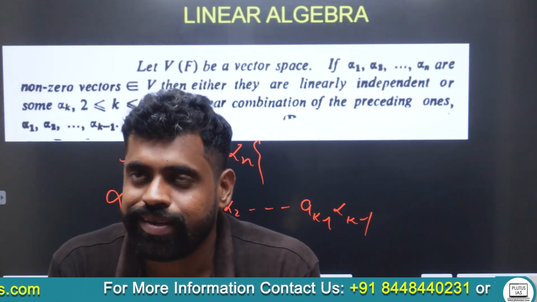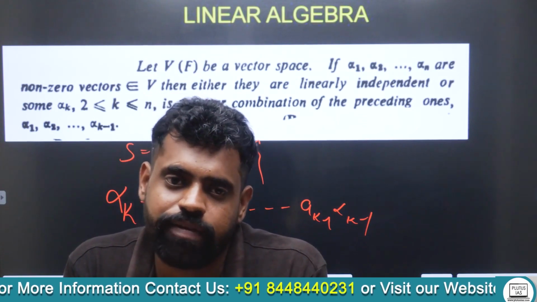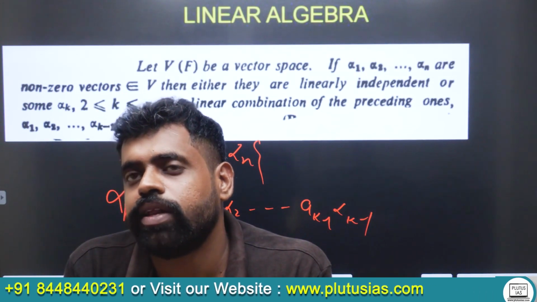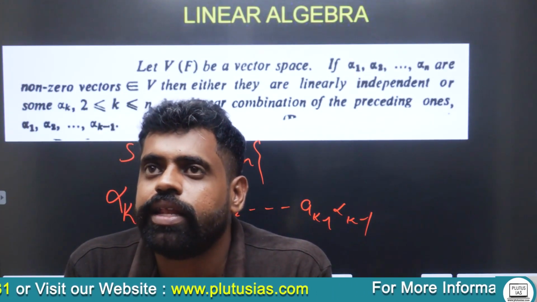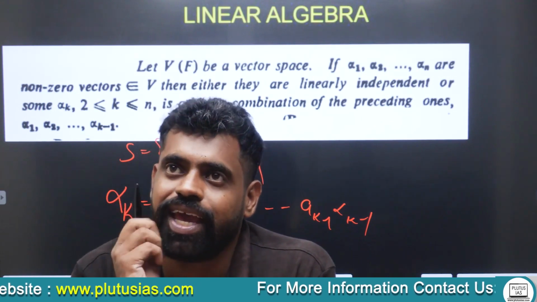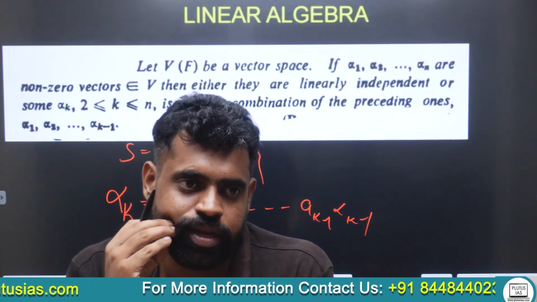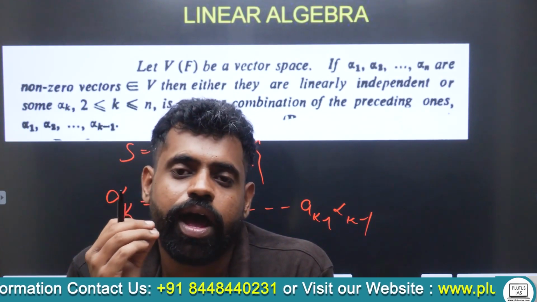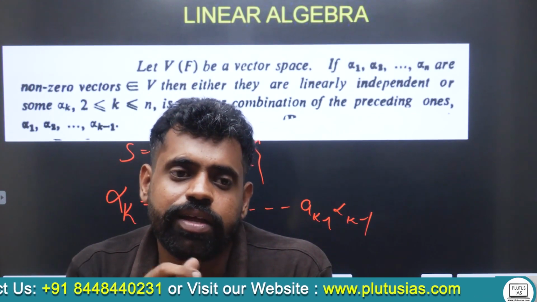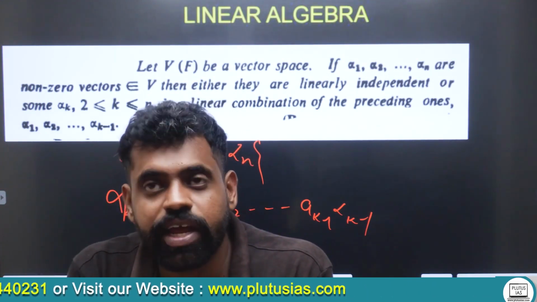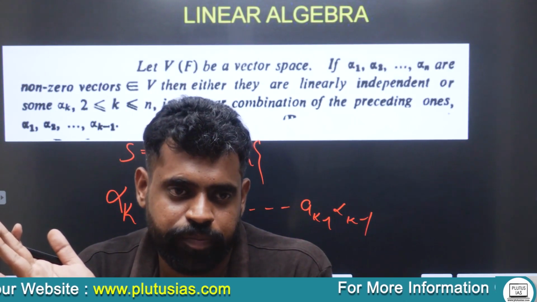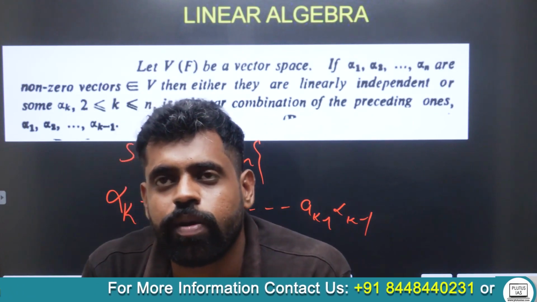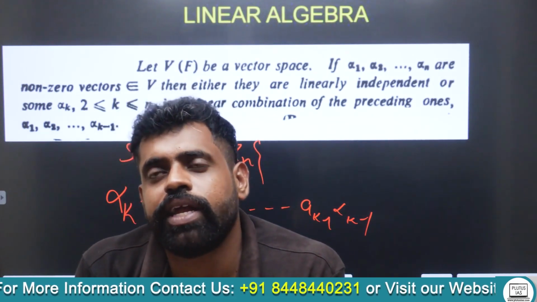It says that if it is linearly independent, then well and good, no problem. But if it is not linearly independent, that is, it is linearly dependent, then there exists an alpha k, which could be anything, that can be written as a linear combination of the preceding ones. This is a very important theorem. Please understand this. I'll use this theorem to prove many other theorems. So if you're not getting it, please say now.